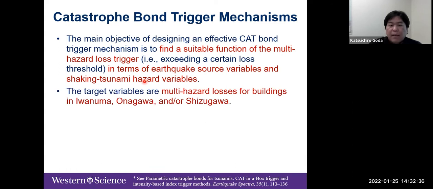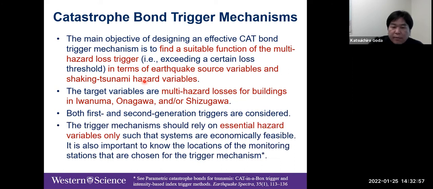And then my target variable is to predict the multi-hazard losses for buildings in Iwanuma, Onagawa, and/or Shizugawa, depending on which portfolio I am looking at. I'm going to test both the first and the second generation triggers, and the trigger mechanism based on some hazard variables. We try to minimize the use of hazard variables, so the smaller set should be preferable because the trigger system is less costly.